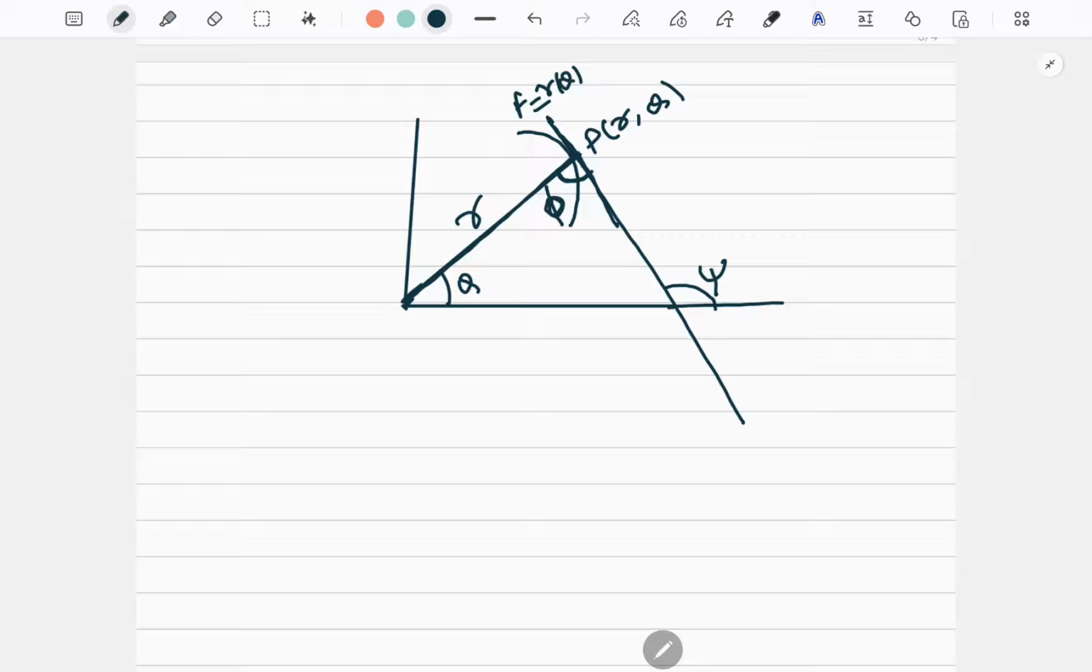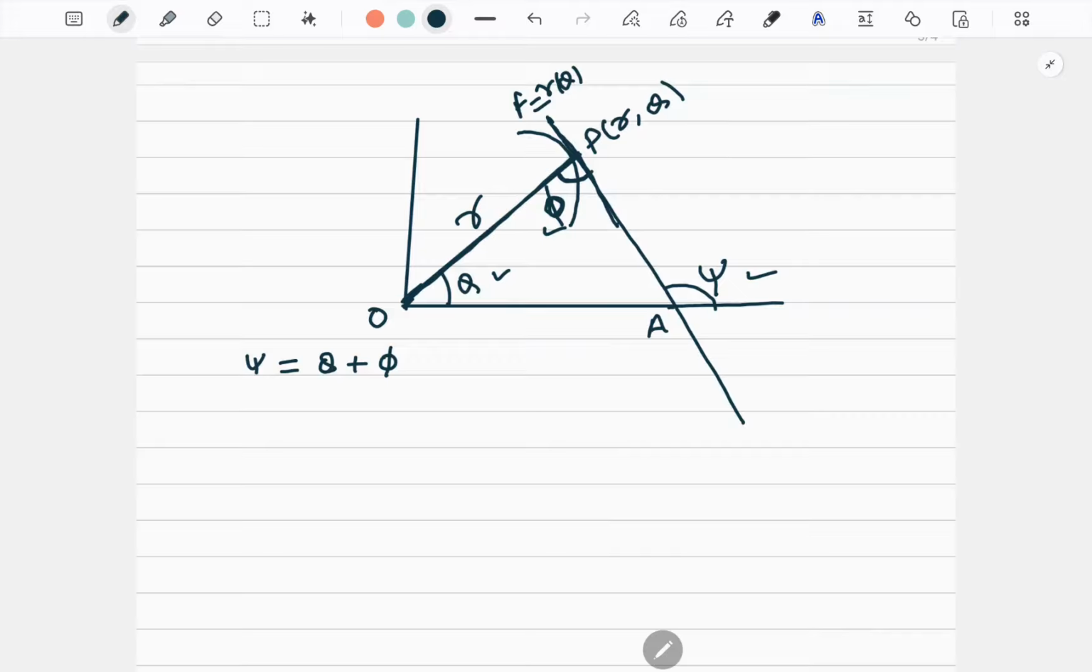Now if you observe, I have a triangle. This is O, suppose this is A. OAP is a triangle. Can you tell me what the relation is between the three angles I have made? One is theta, one is phi, and one is psi. We know that the sum of the interior angles is equal to the exterior angle. So can I say that psi is equal to theta plus phi? Any confusion? No confusion. Very simple concept.